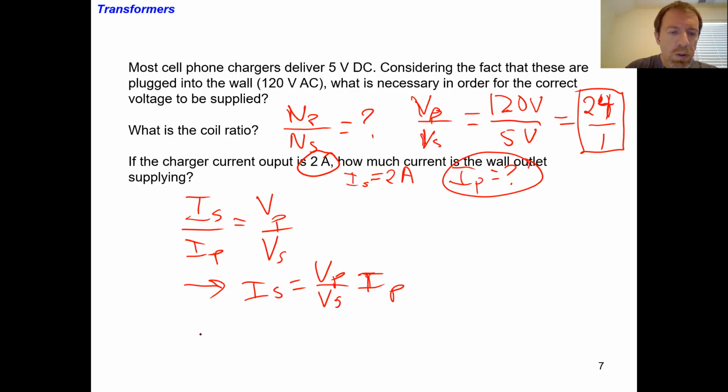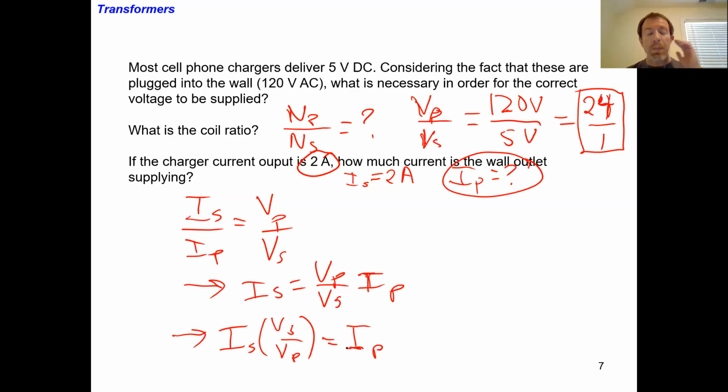Let's rearrange this equation again. I'll have IS times, I'm looking to isolate IP, VS over VP is equal to IP. What did I do there? I multiplied both sides by VS over VP to solve for an expression for IP.